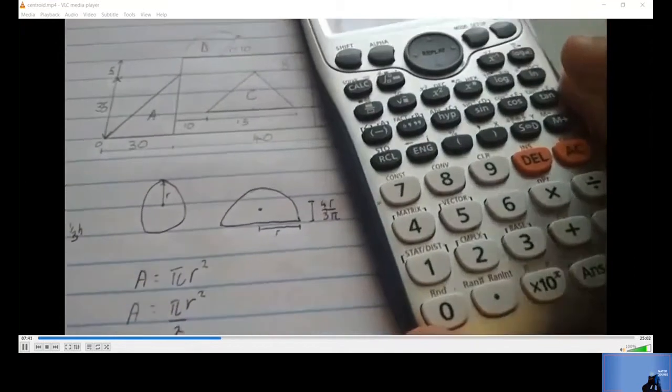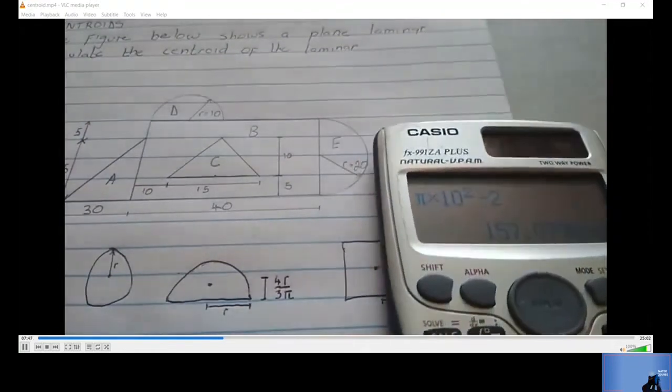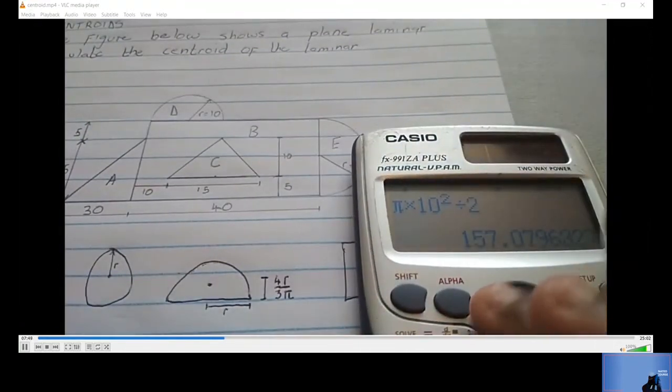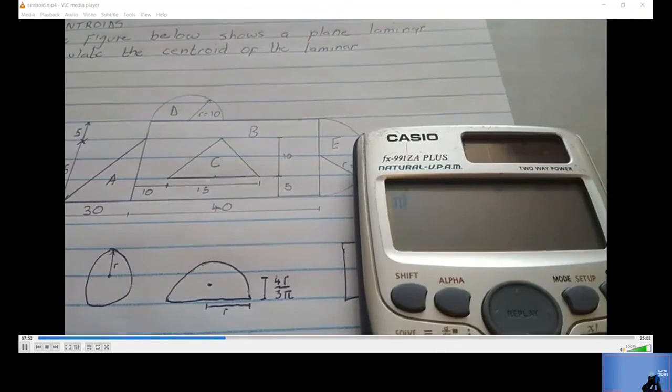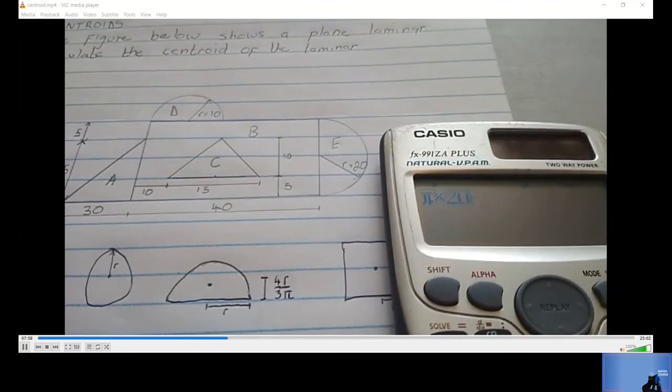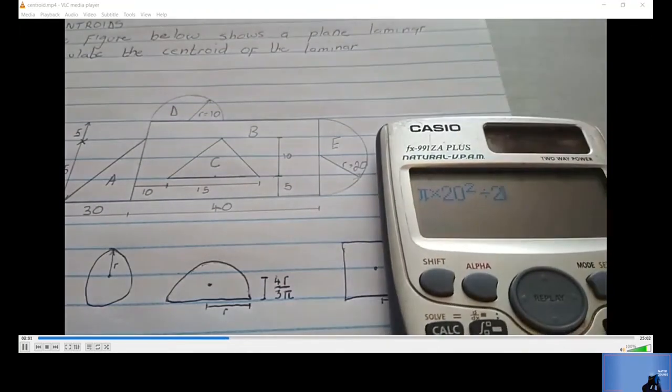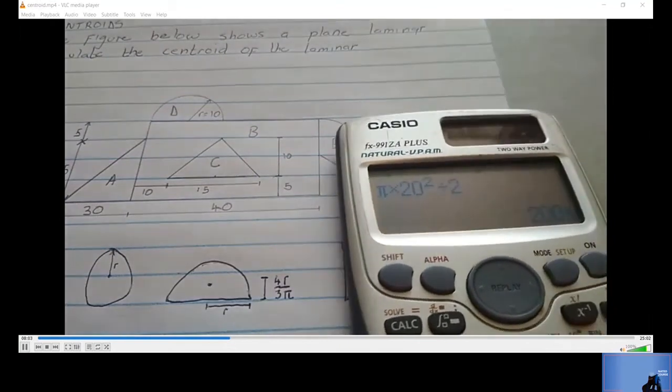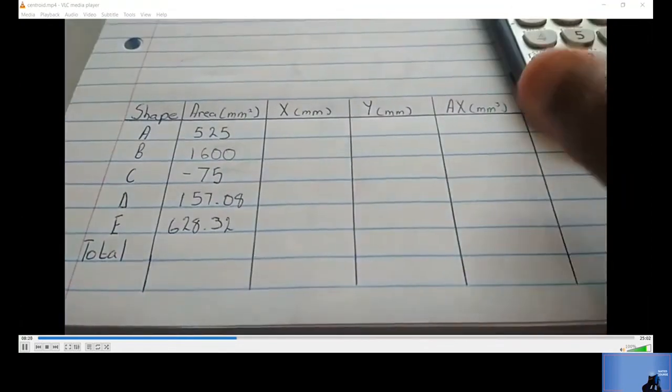And then now we go to our shape, which is E. It's also half a circle. So we're gonna just say pi times our r, we're given an r of 20 squared divided by 2. That gives us 628. Take that, 628.32. Okay.